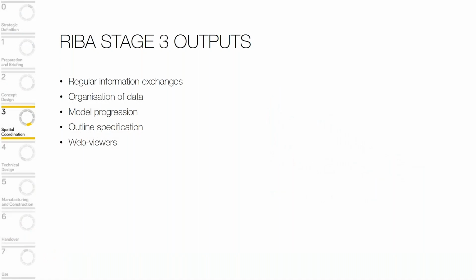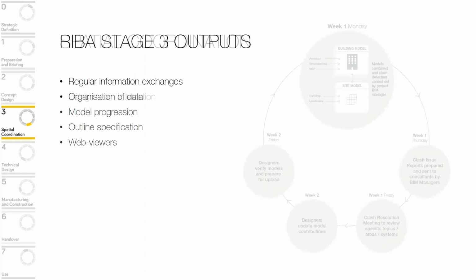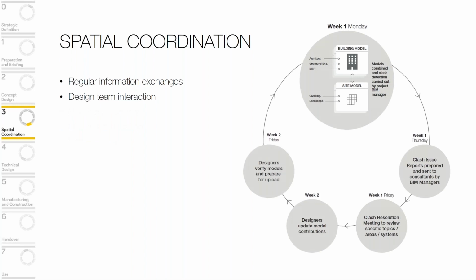So then going back to the outputs at the various stages, stage 3 is where we start to think about regular swapping of information between the various disciplines. We're starting to concentrate a lot more on how the data is organized, progressing the model, starting to write specifications, and then starting to share information. So this is a typical BDP process where we would look over a 2-week cycle. We'd be compiling everybody's models, clash detecting, holding meetings to resolve clashes, getting the designers to update the models, and then sending them right back to go back through the process in a circular manner.